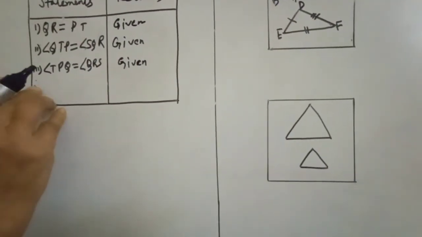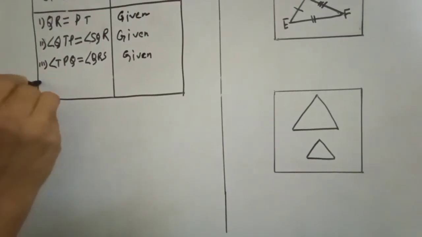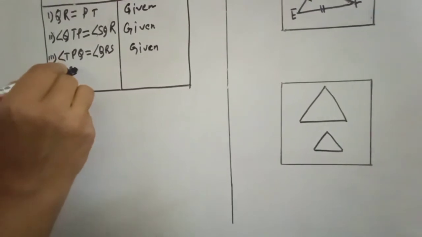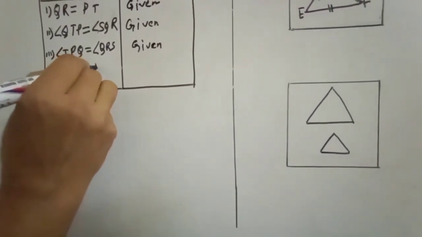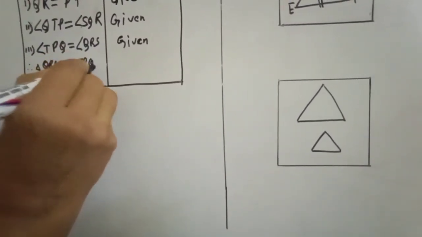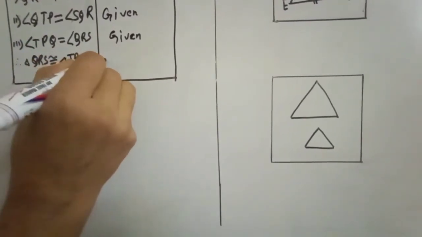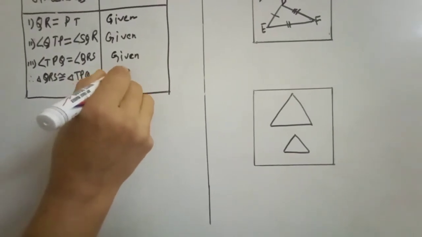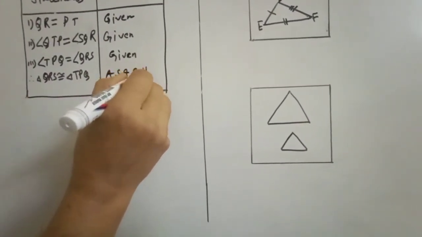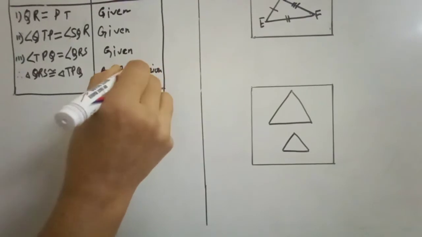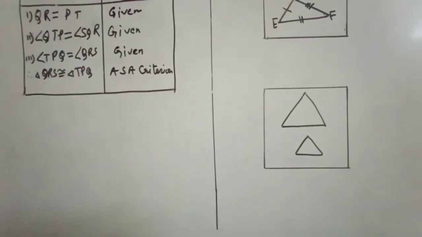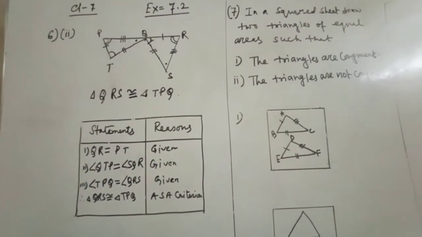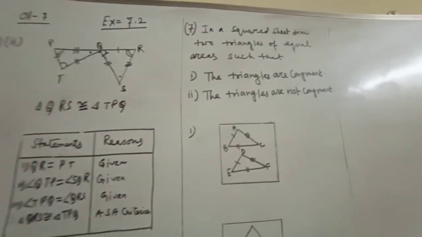Therefore, triangle QRS is congruent to triangle TPQ. By which criteria are we using here? Which criteria do you have to write? Angle side angle criterion. Understood? In this way, you have to complete the congruence criteria and write the statements and reasons. Come to the next question.